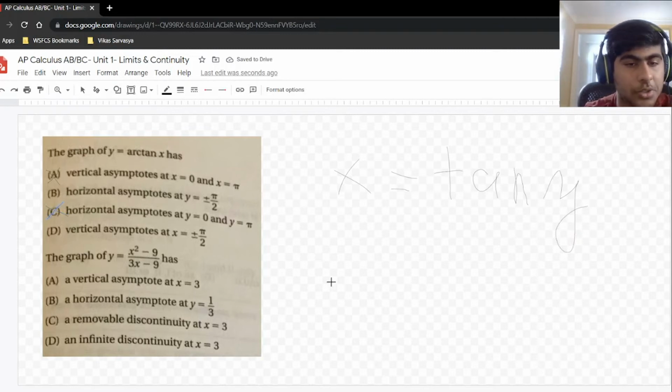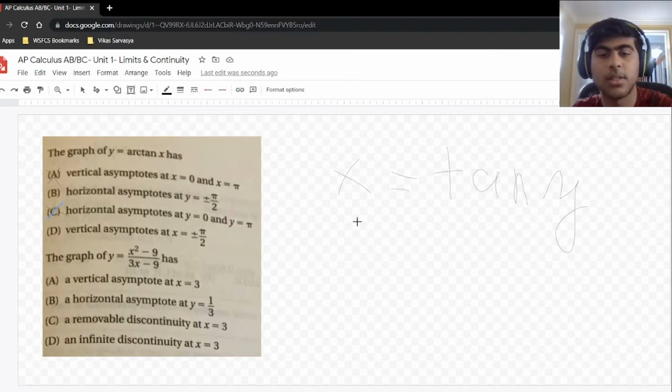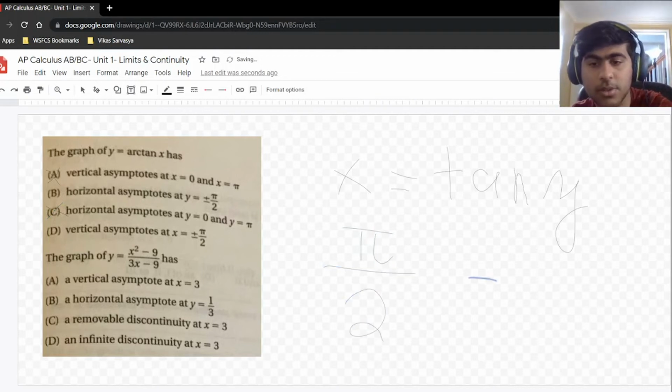Now let's look at answer choice D. At x equals plus or minus pi over 2, they're saying we have vertical asymptotes. So basically, y is not defined at x equals plus or minus pi over 2. Well, so we have to have tan y equals pi over 2. Now there's really no reason why tan y couldn't equal pi over 2, right? Or negative pi over 2, right?